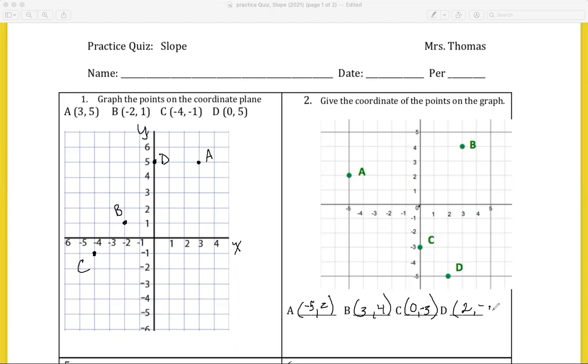-5 on the y-axis. There we go. All right.